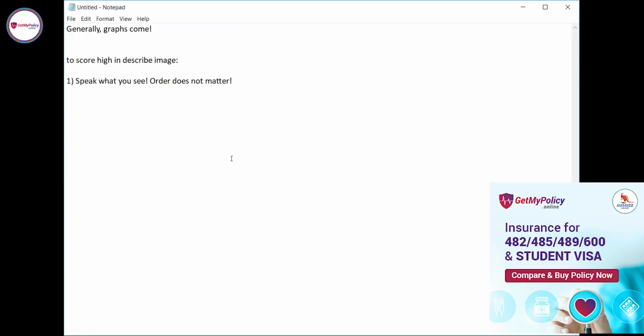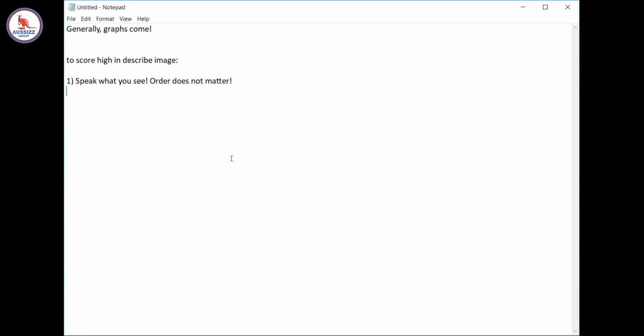To score in describe image, speak what you see. Order doesn't matter. PTE does not identify the order. Whether you speak this first or that first, PTE doesn't give a damn. What it checks are those three software, A, B, and C, if you remember.